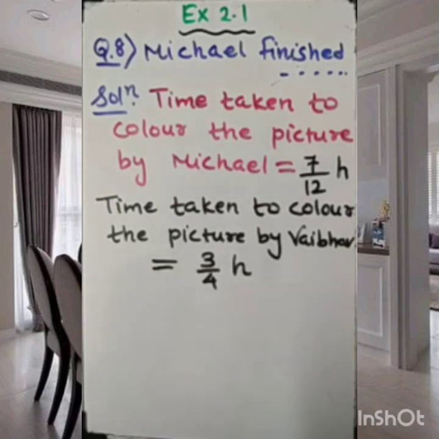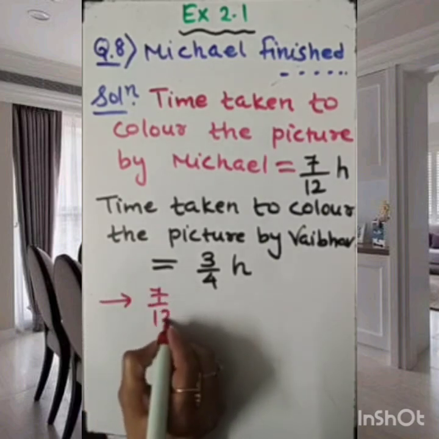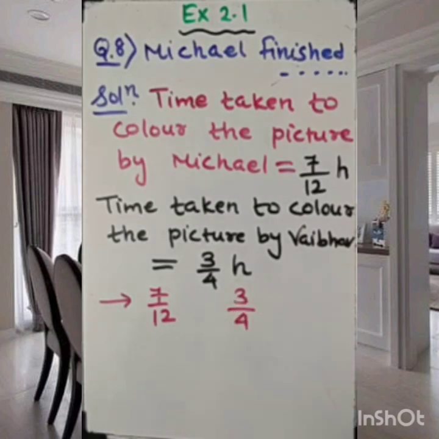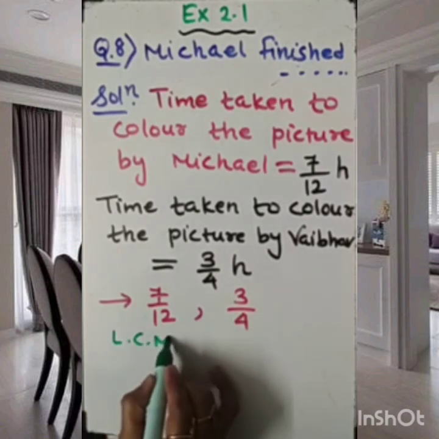Now, who worked longer? If we want to judge 7 by 12 and 3 by 4, how can we judge which fraction is bigger? For that, we must convert them into like fractions. So, my dear student, here it is 7 by 12 and another is 3 by 4. Let me convert them into like fractions first. To convert them into like fractions, the denominator must be the same, so we need to work out the LCM.